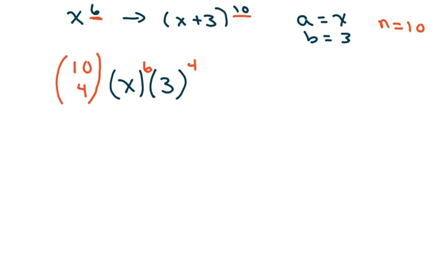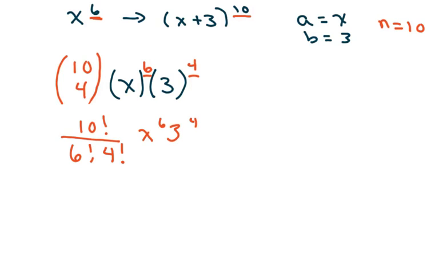Or this should be what? 10. Six, sorry. No, it'd be 10, 4. So 10, 4, which is 10 factorial over 6 factorial. And I'll keep it matching this. You can flip them. The formula has it the other way, but I write it this way. And this is x to the 6th, and then 3 to the 4th.